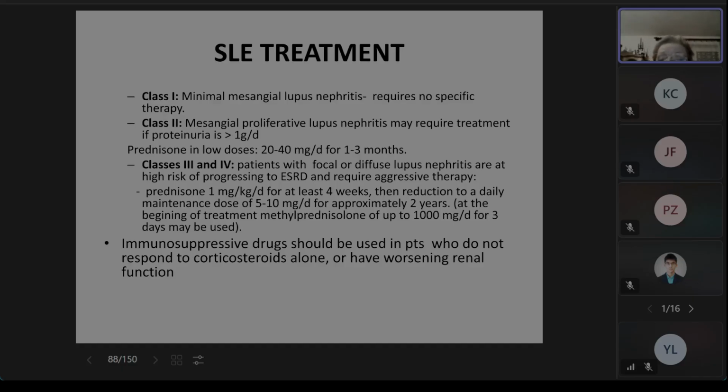And finally, in class 6, unfortunately, there is no way to treat SLE, but there is a possibility to treat end-stage renal disease. And this is our aim, to treat end-stage renal disease, and if it is possible, to do everything to transplant the patient.